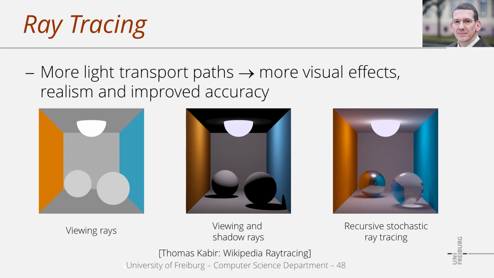In the image on the right-hand side, we see a result where stochastic recursive ray tracing has been used, which means that the rendering equation has been evaluated at intersection points. As you can see, computing more and more light transport in a scene enables the capturing of more and more visual effects. This improves the realism and also the accuracy. On the other hand, the rendering gets more expensive.